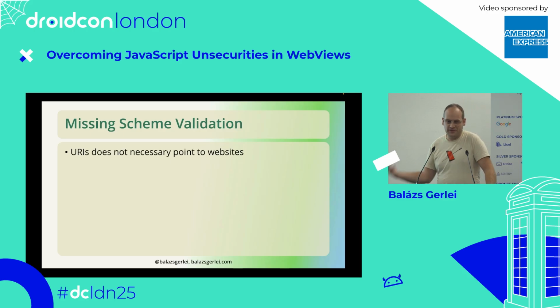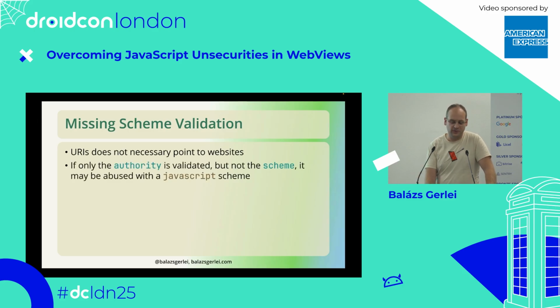But it's important to note that URLs don't necessarily point to web content, but they are URIs, so they can have different kinds of schemes. I already alluded to the JavaScript scheme. One mitigation you might use to restrict what kind of web page is shown in your application is to validate based on the authority, basically the domain of the URL. But this validation logic can be bypassed, even if the scheme is not HTTPS.